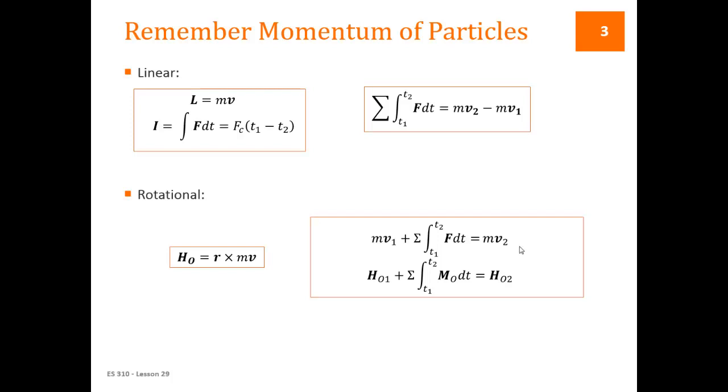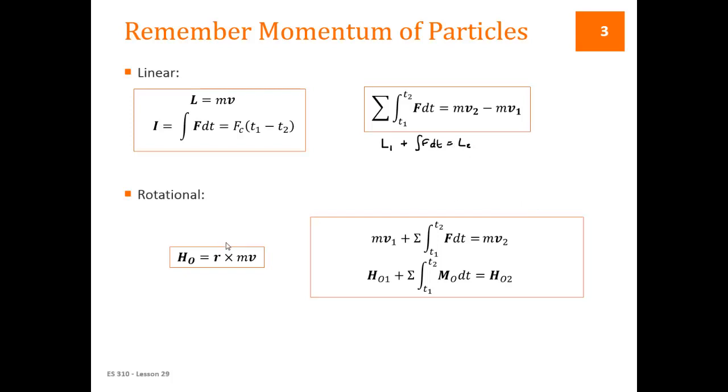Thinking back to working with particles, we had several equations for looking at our impulse and momentum. In the linear regime, the momentum was equal to the mass times the velocity, and the impulse was the integral of the force over some small dt. For a constant force, this reduces to constant force times the difference in the times. The impulse momentum theorem then says that the change in momentum is equal to the impulse, or the initial momentum plus the impulse is equal to the final momentum.